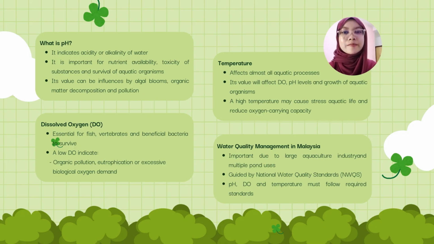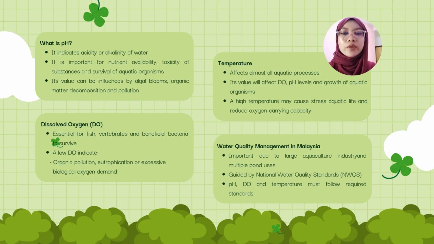So now I'll be explaining the function and the definition of the three parameters that will be used in this mini project. So first, what is pH? pH indicates whether the water is acidic or alkaline. Most aquatic organisms can only survive within a limited pH range. Unfavorable pH levels may cause stress or even death to aquatic life. Factors such as algal blooms, organic matter decomposition, and pollution can influence pH levels.